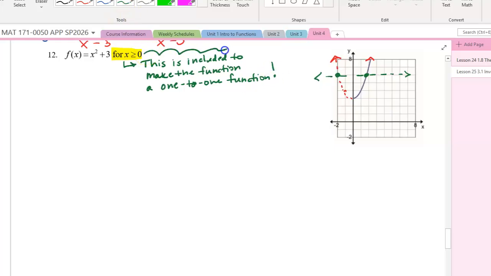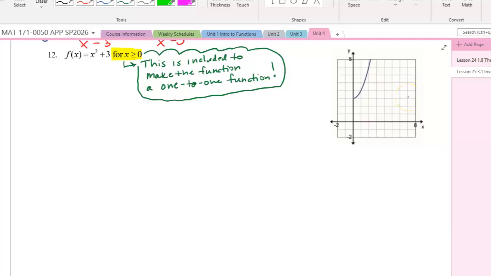So this statement is saying we're going to find the inverse, but only for where x is greater than or equal to 0. So if we remove this part, now this function is a 1-to-1 function if we just look at the side of the parabola for which x is greater than or equal to 0. So that's why that part is included. So we have to consider this when we're talking about the domain of this function. So the domain of this function is going to be from 0 to infinity.